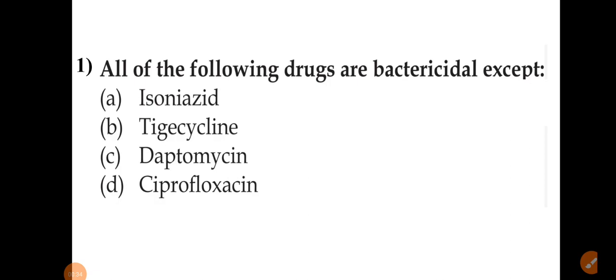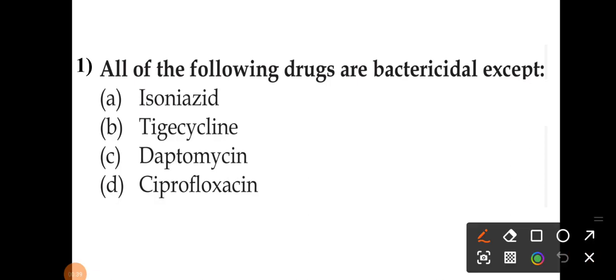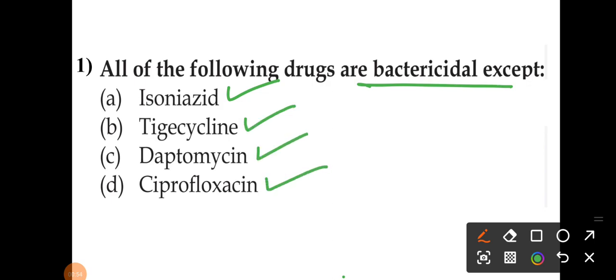So the first one: all of the following drugs are bactericidal except. So what they are asking, bactericidal except means they are asking the bacteriostatic drug among the following options. So what are the options? The options are isoniazid, tigecycline, daptomycin and ciprofloxacin. Okay, so what is the correct answer here? That is your tigecycline. Okay, this one, tigecycline is the correct answer.